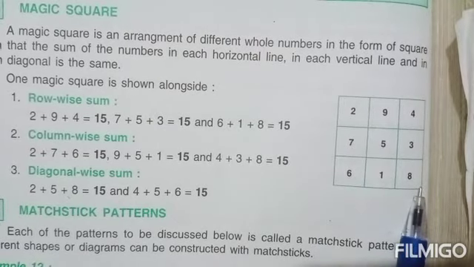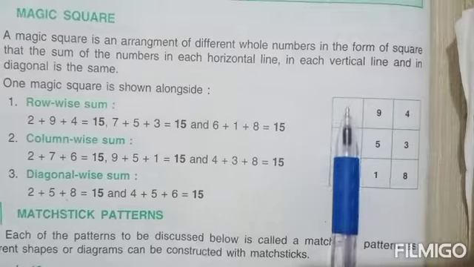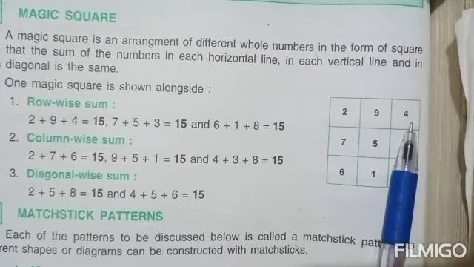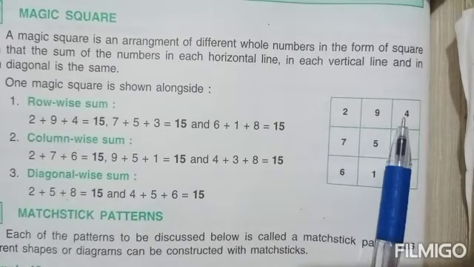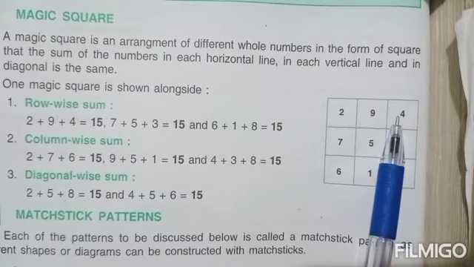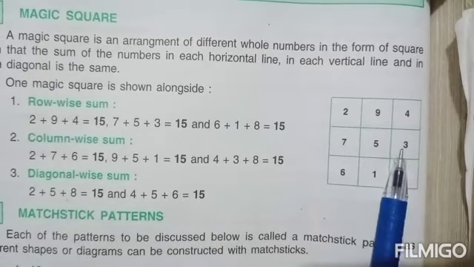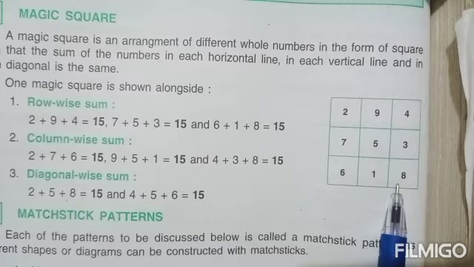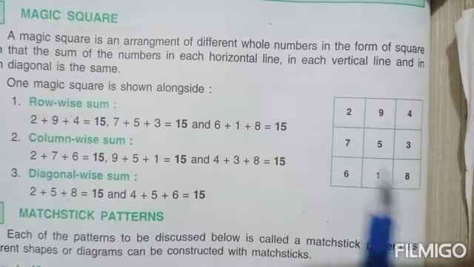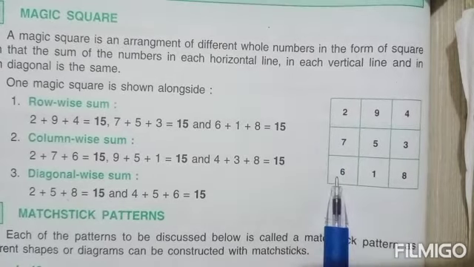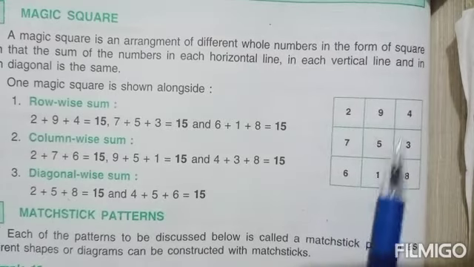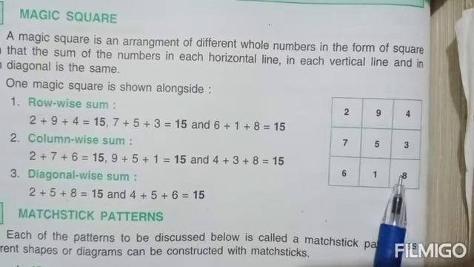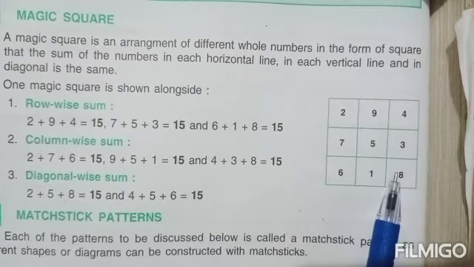294, 753, 618. In this magic square you can see the first row is 2, 9 and 4. On adding 2 plus 9 plus 4, what will you get? It is 15. Similarly, 7 plus 5 plus 3 is also 15. 6 plus 1 plus 8 is also 15. Now let us take column wise. 2 plus 7 plus 6, that is 15. 9 plus 5 plus 1, that is also 15. 4 plus 3 plus 8, it is 15.